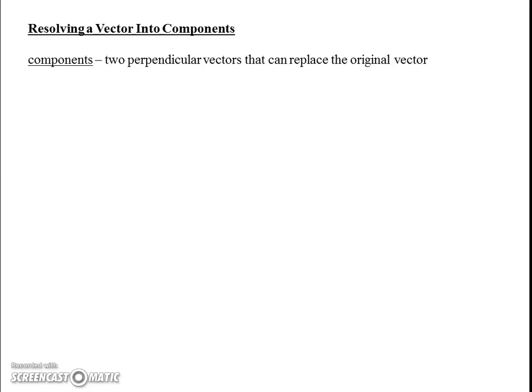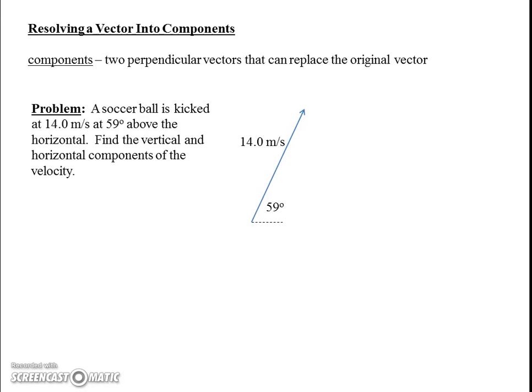We'll define components as two perpendicular vectors that can replace the original vector. So you can see even the wording sounds similar. And we'll start with a simple problem. A soccer ball is kicked at 14 meters per second, 59 degrees above the horizontal. We're going to find the vertical and horizontal components. If this problem sounds familiar, this actually comes straight out of your summer assignment. But if it doesn't, that's okay too.